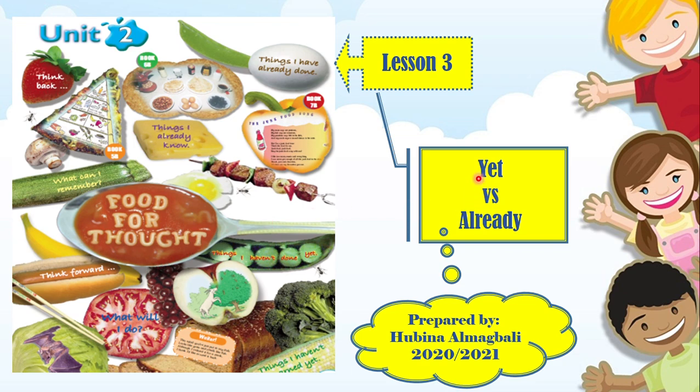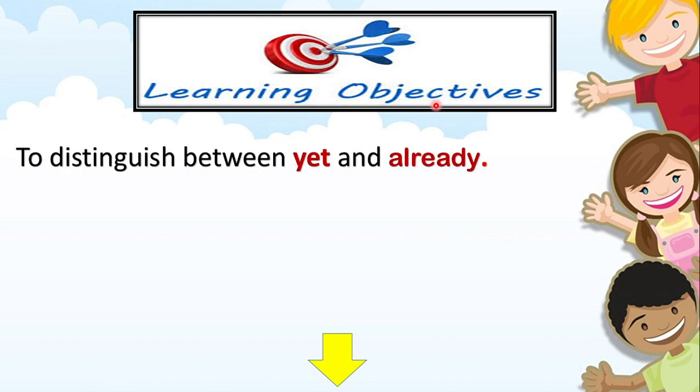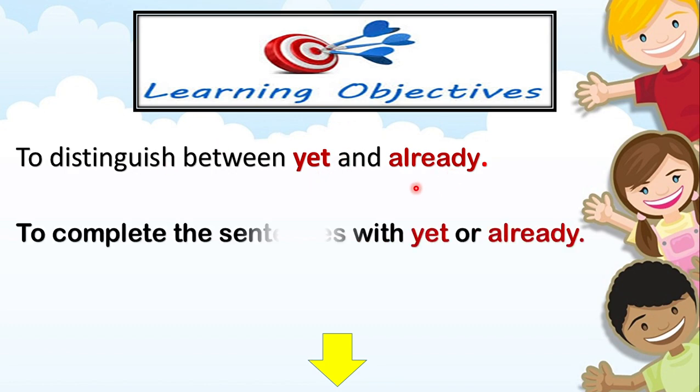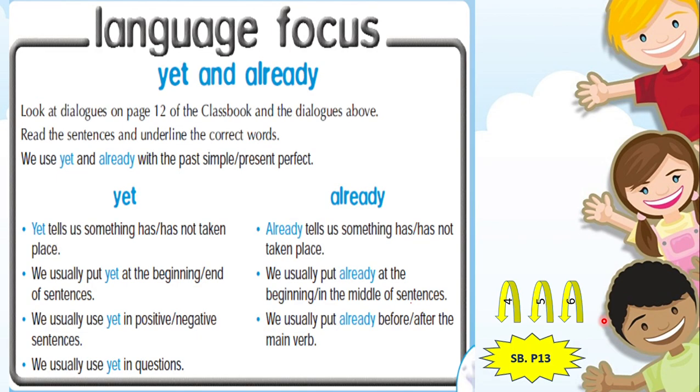In this lesson, we're going to study yet and already. So let's start first with our learning objectives. First is to distinguish between yet and already. To distinguish, students, means to know the differences between yet and already. Two, to complete the sentences with yet or already. And finally, you have to write a dialogue using yet and already correctly.